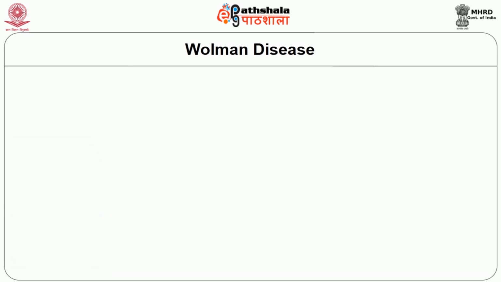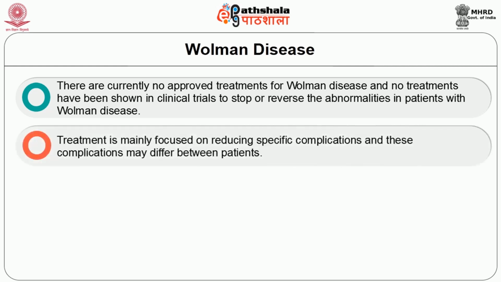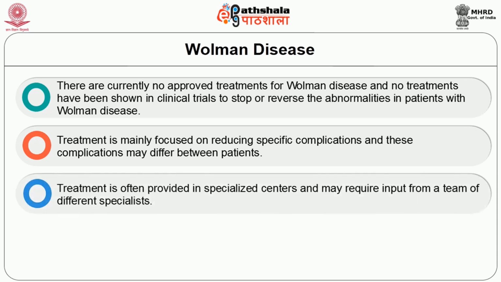What is the prognosis of Ullmann disease? There are currently no approved treatments for Ullmann disease, and no treatments have been shown in clinical trials to stop or reverse these abnormalities in patients. Treatment is mainly focused on reducing specific complications, and these complications may differ between patients. Treatment is often provided in specialized centers and may require input from a team of different specialists.